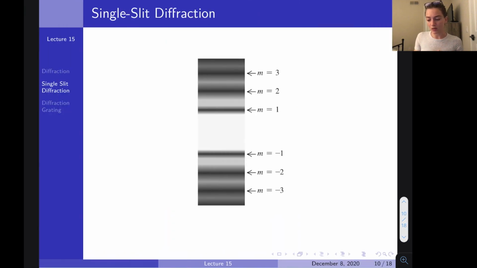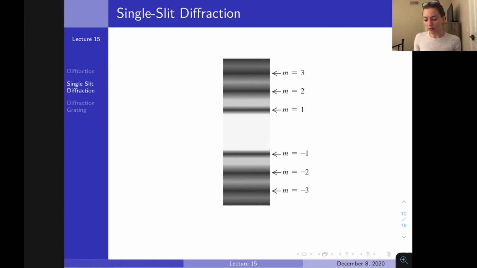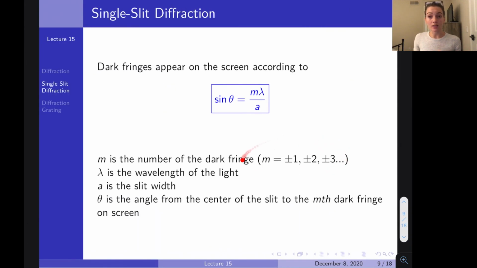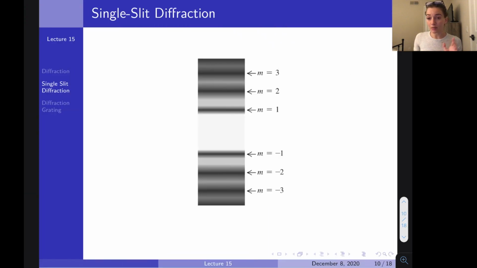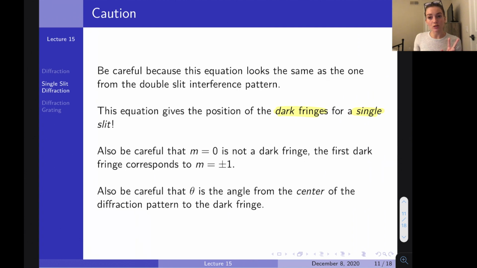Then the other thing to be careful of is that m equals 0 doesn't correspond to anything here, because m equals 0 would be in here somewhere, and that's a bright spot. So there's no dark spots at m equal to 0. It's very important to remember that our m starts at plus or minus 1, and there's no 0 here. So m starts at plus or minus 1, and it corresponds to our first dark spot after the central maximum, the central bright spot.